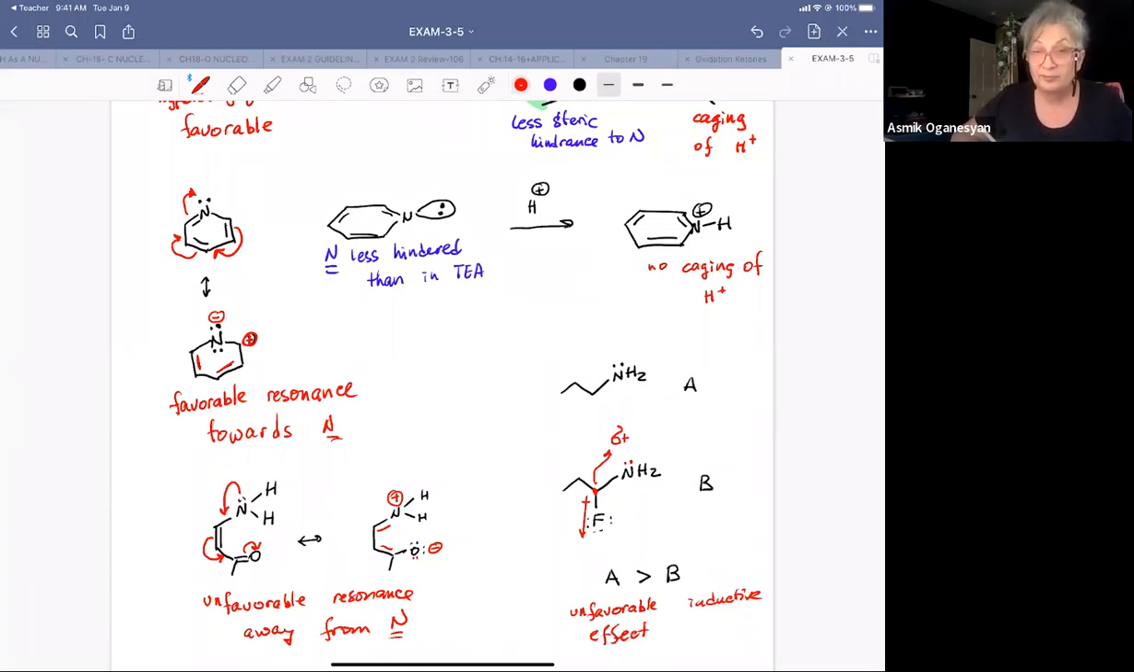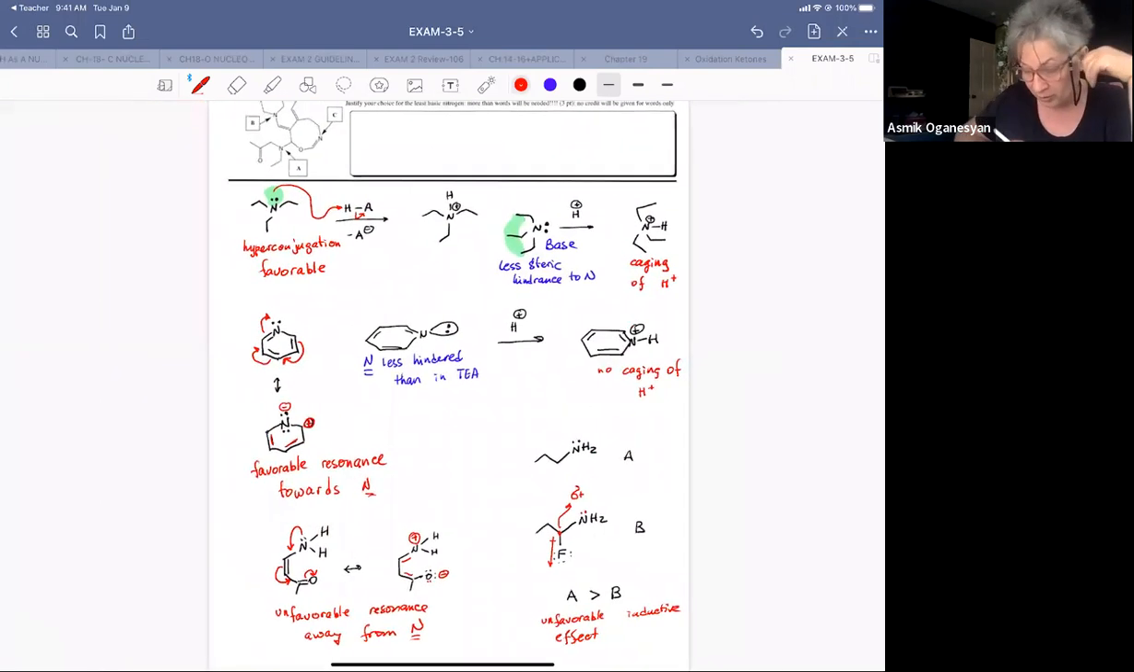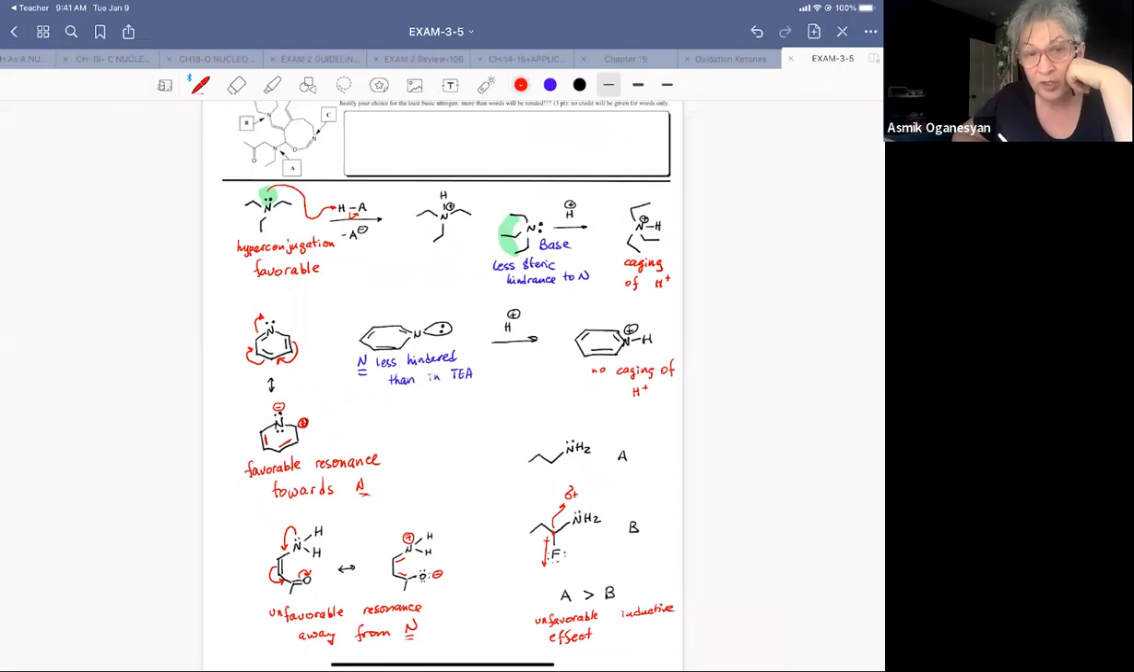And the more electronegative the atom, the weaker the base, and the closer that electronegative atom is to your amino group, the weaker the base as well. So that much information, I hope, should be good enough for us so we can go into the actual problem here.